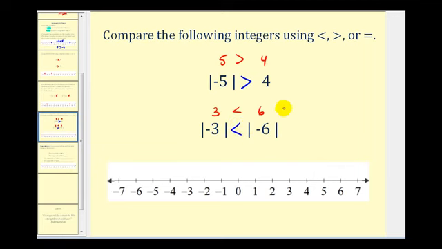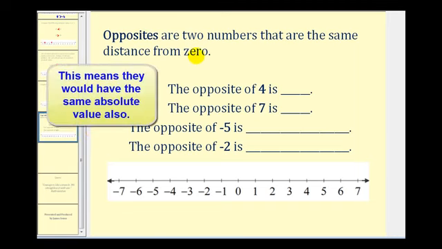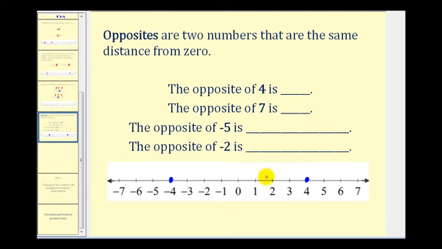Now let's talk about one more topic. Opposites are two numbers that have the same distance from 0. So the opposite of positive 4, what other number would be the same distance from 0? Well, that would be negative 4. They're both 4 units from 0. The opposite of positive 7 would of course then be negative 7.